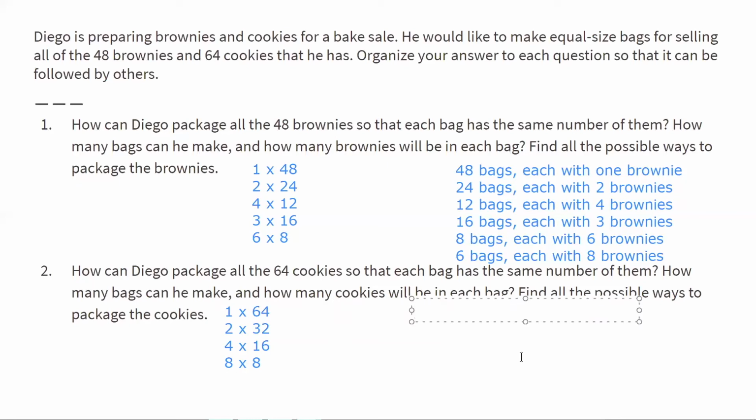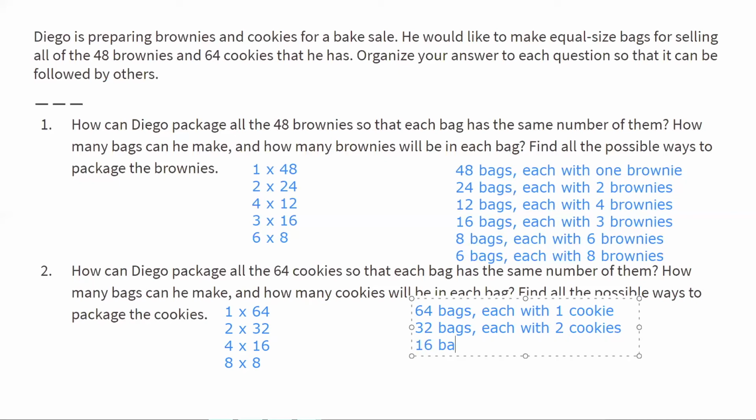So again, we could do 64 bags, each with 1 cookie. Or we could do 32 bags, each with 2 cookies. Or we could do 16 bags, each with 4 cookies. Or we could do 8 bags, each with 8 cookies. This would be a lot of cookies. So we have all of these possible combinations here.